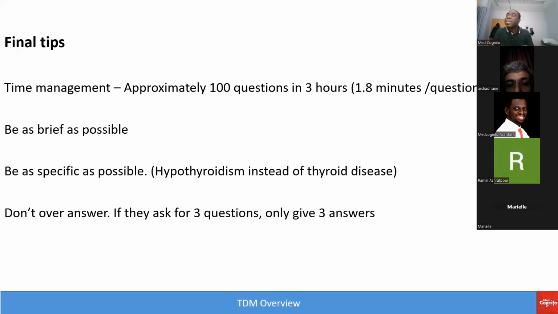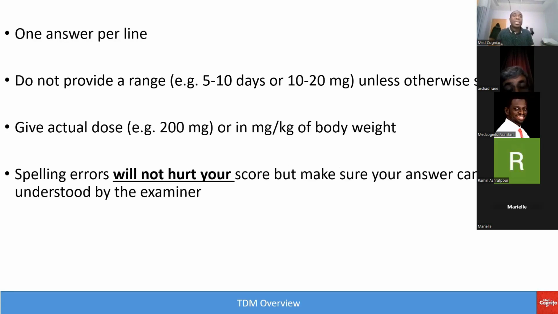And don't over answer. If they ask for 3, give 3, because they are not going to mark the rest of the answers you've written. So if the best of your answers is number 5, they'll just mark the first 3 and then leave the rest. Okay, so please put your best answers first. Now, 1 answer per line. And unless the question states a drug range, which is most of the time not likely, don't state a range. And in relation to timing, don't state a range.